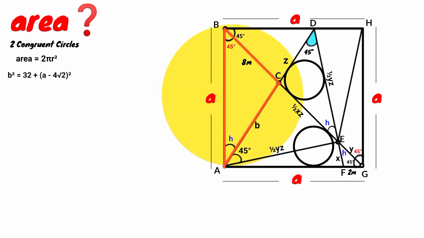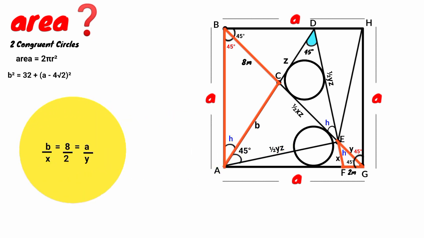We look at this triangle. It has an angle h and an angle 45 degrees. Same is for this triangle. It also has an angle h and an angle 45 degrees. That makes them similar. If we take the ratio of their sides, this side facing angle 45 degrees divided by this side must be equal to this divided by this, which equals this divided by this. So b over x equals 8 over 2, which equals a over y.